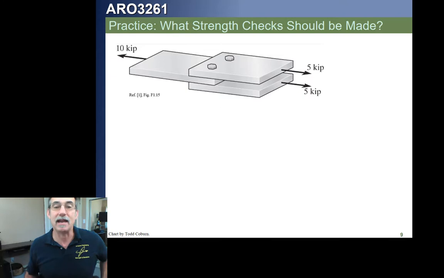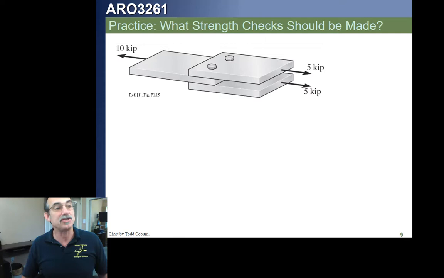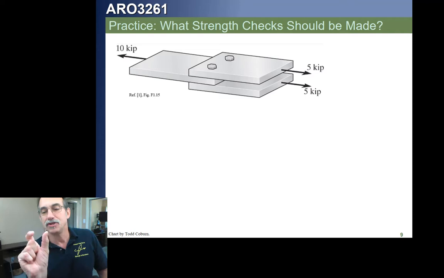Then we can check, and say, if our edge distance is sufficient, we're not going to need to check shear tear-out. Otherwise, we would check shear tear-out in this lower plate, P over 2 E T, of that, where T is the thinner plate.